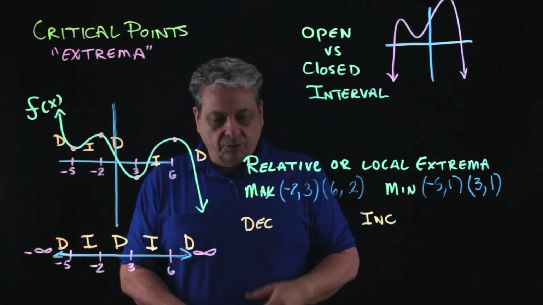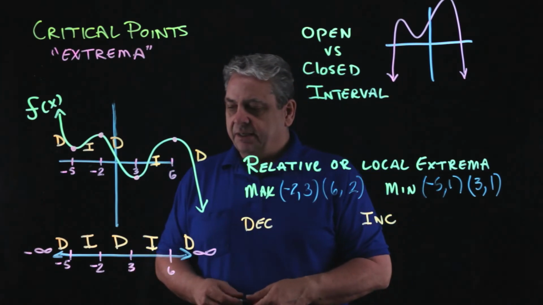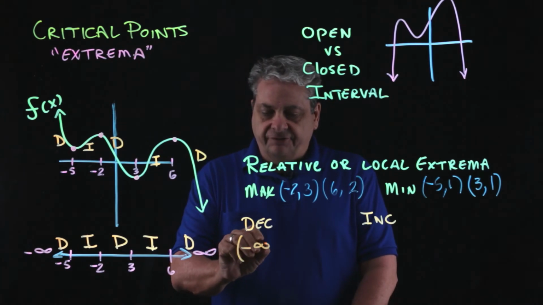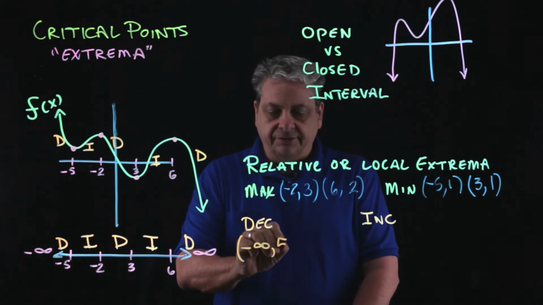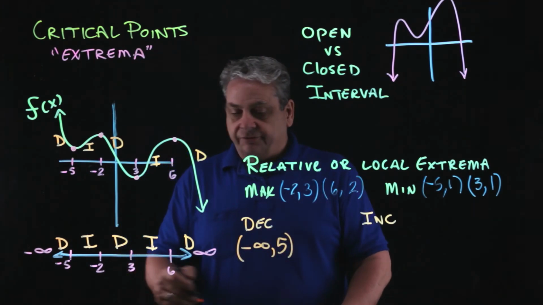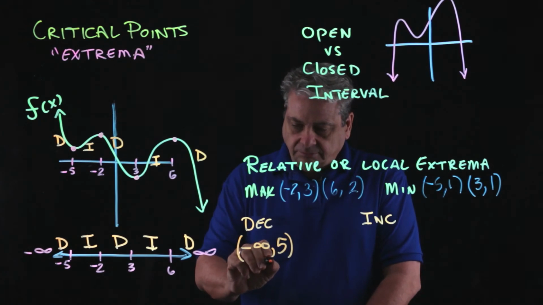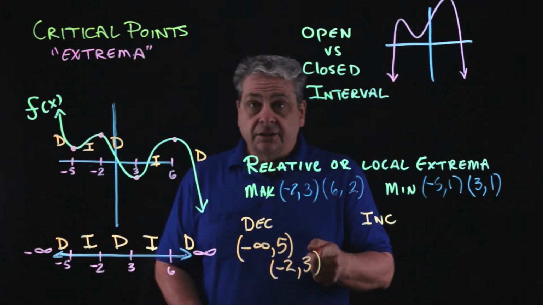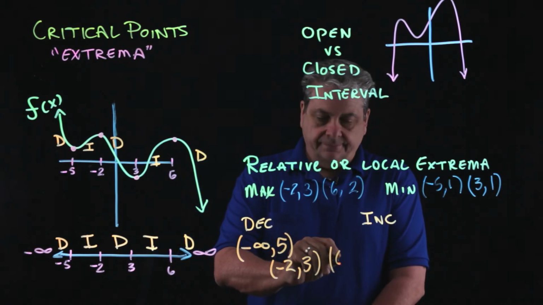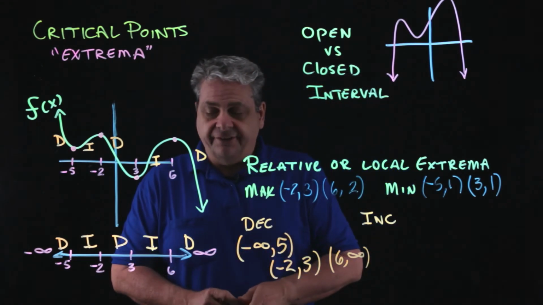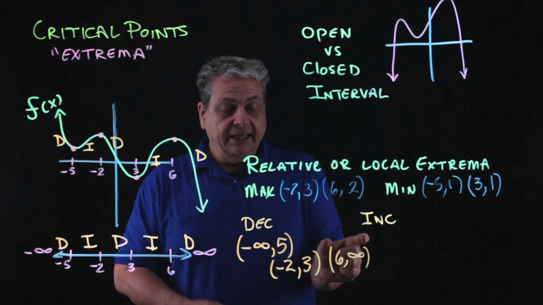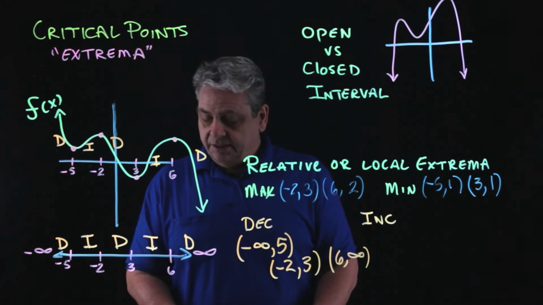Let's go ahead and write up what our decreasing and increasing intervals look like. From negative infinity up to negative 5, not including negative 5, that's where our minimum falls. That's a decreasing interval. From negative 2 to 3, another decreasing set. And then finally, 6 to infinity. As my x's go from 6 to infinity, it's a decreasing segment of my equation.